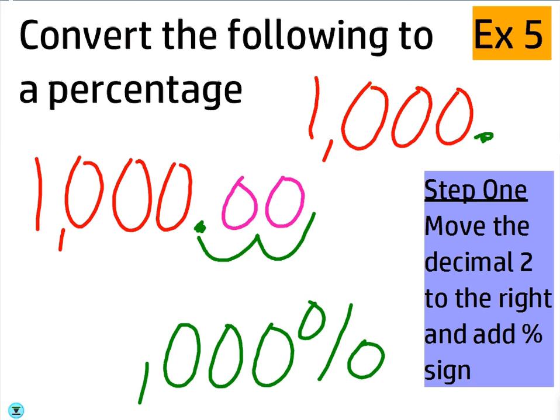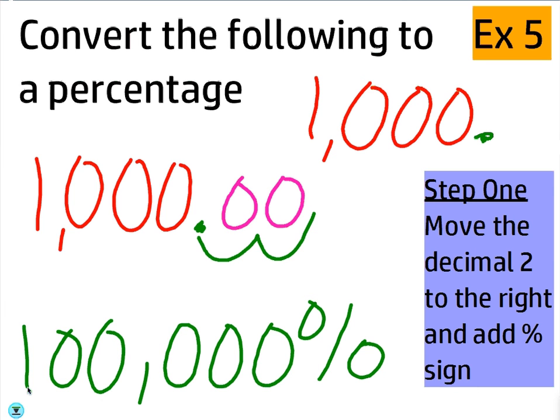Wait, why is it 100,000? Because there's 5 zeros. After you do the first 3, you put the comma. Listen, guys, it should be 100 times bigger than the original number, because the percentage is dividing by 100. So you have to move the decimal 2 to the right. So 1,000 is 100,000%. It's pretty crazy.